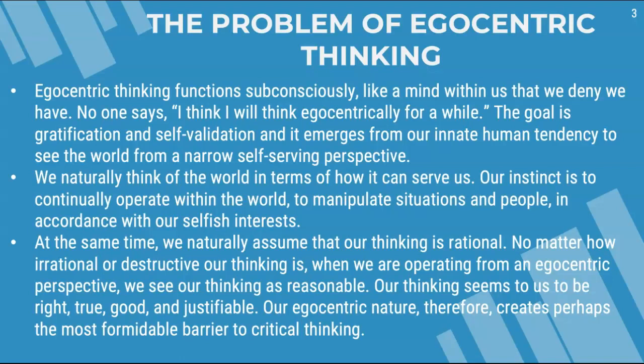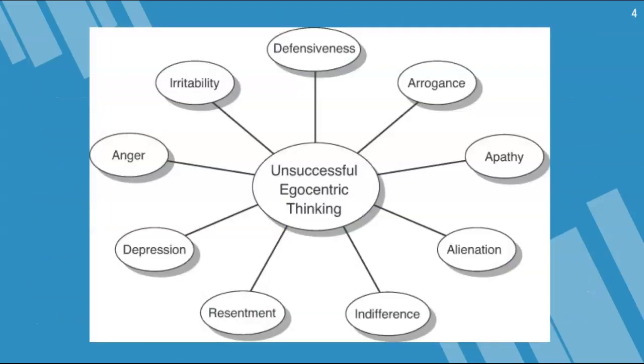We do that to get what we want. At the same time, we naturally assume that our thinking is rational, and there's nothing wrong with it. No matter how irrational or destructive our thinking is, when we are operating from an egocentric perspective, we are seeing our thinking as reasonable. Our thinking seems to us to be right and true and good and justifiable, but our egocentric nature, therefore, creates perhaps the most formidable barrier to critical thinking. And we have lots of different studies that talk about this, that it's the ego getting in our own way. So now, egocentric thinking can produce good things, okay?